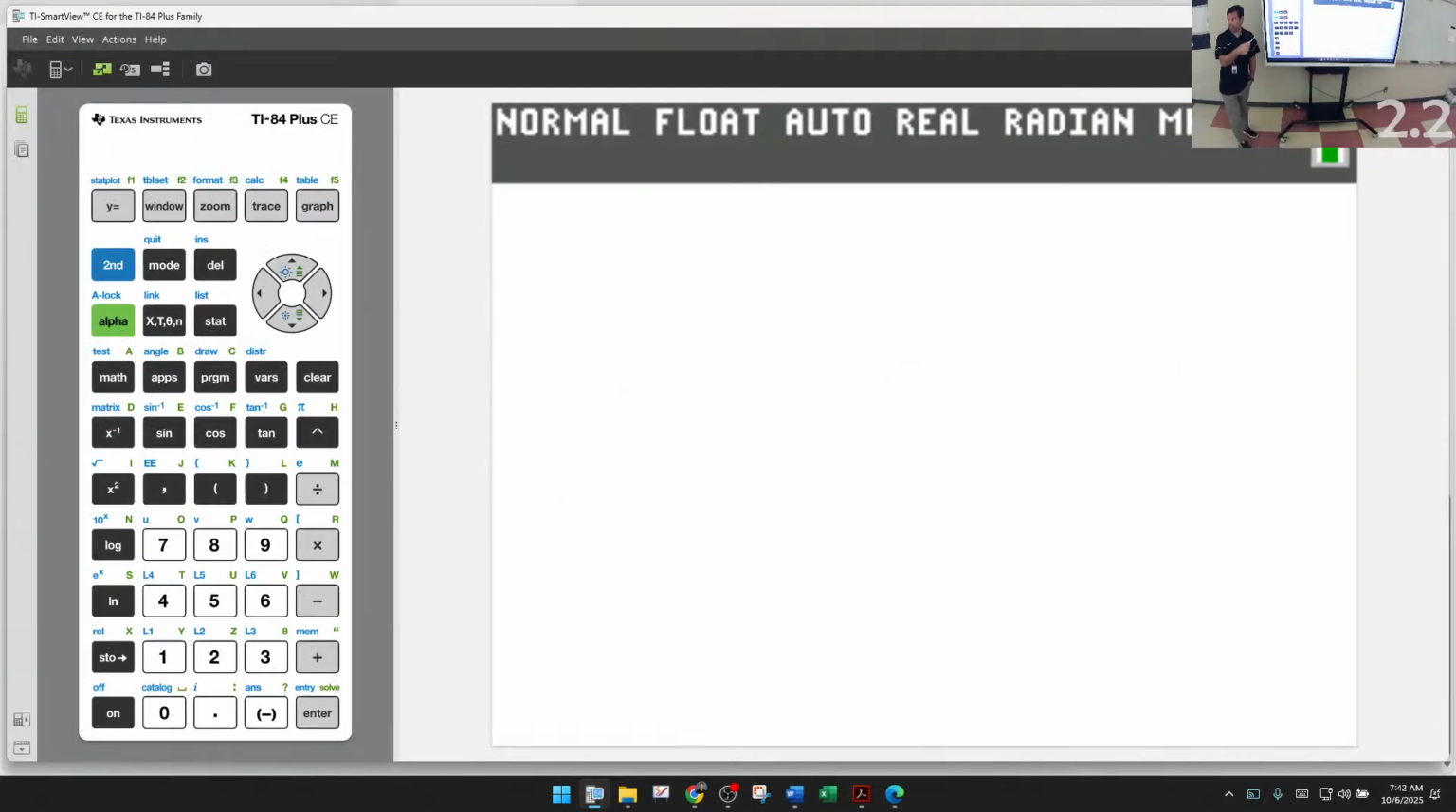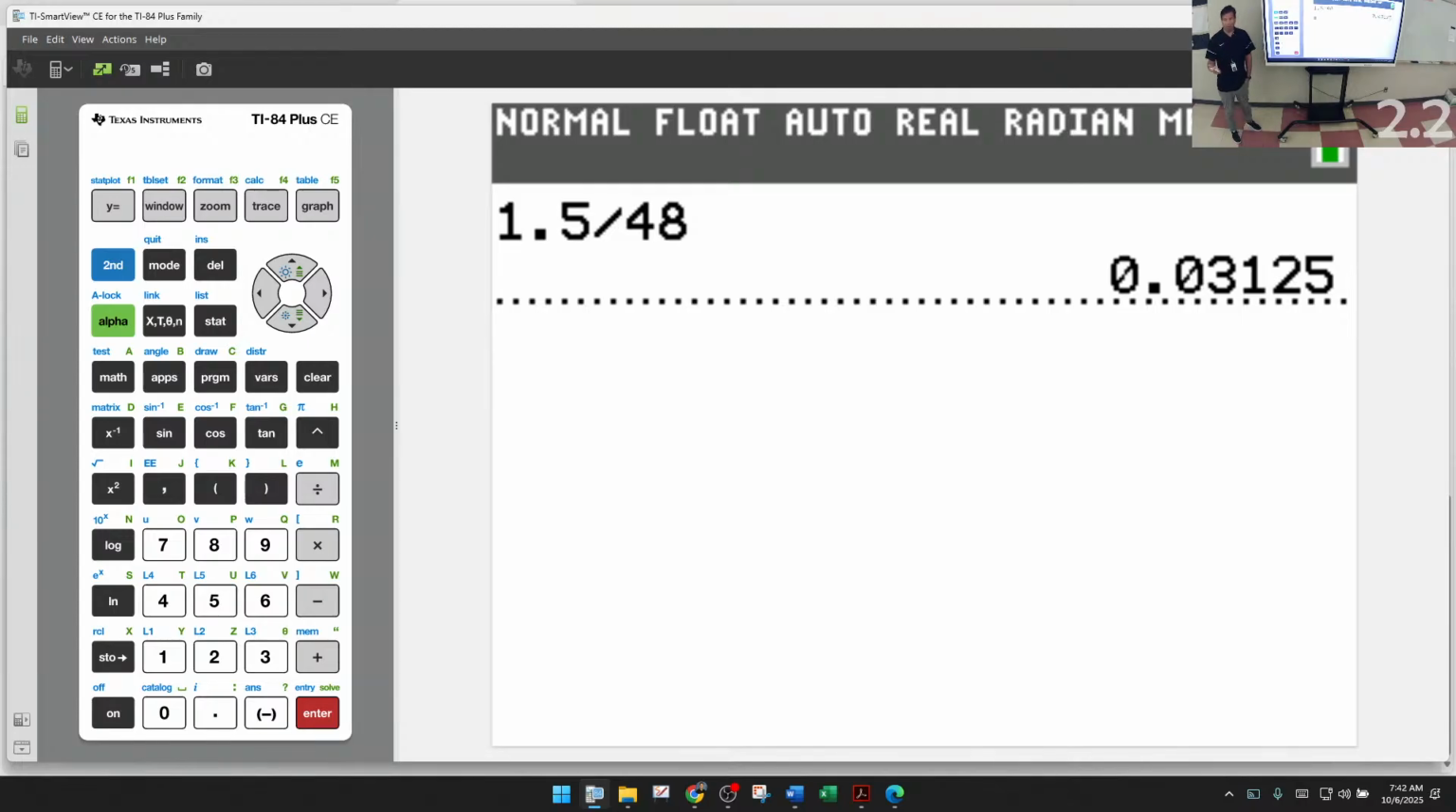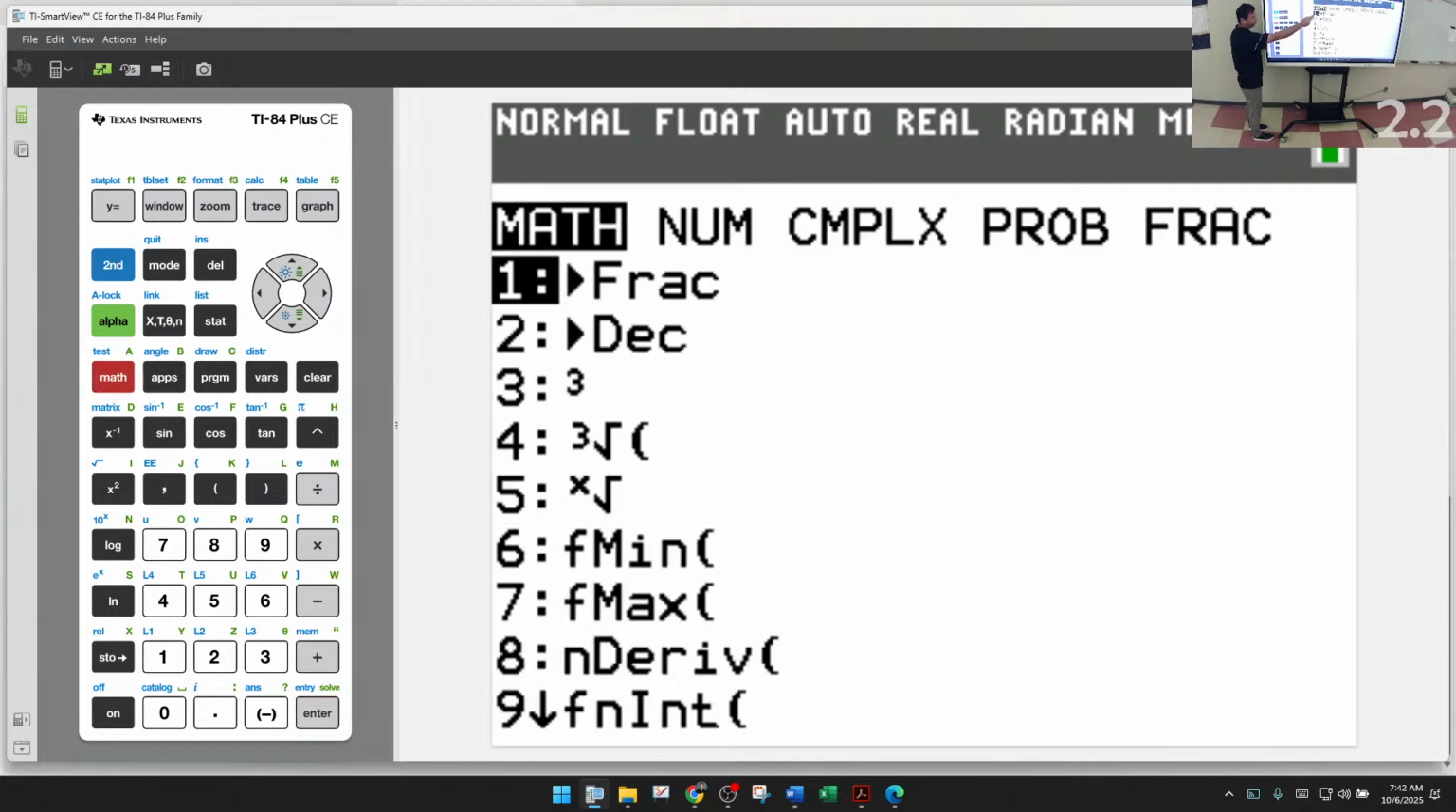Okay, here's my calculator, right? What was it? 1.5 divided by 48. Okay, so that's the ugly number. I want that as a fraction because it's nasty looking. So we'll do math, and the very first one, that's an arrow fraction, so that turns things to fractions. If you want to turn it to a decimal, it turns it to a decimal. There's cube root, that's the 4th root or 5th root or 6th root or whatever you want. I don't ever use that. I just raise it to the power. I'll show you in a second.